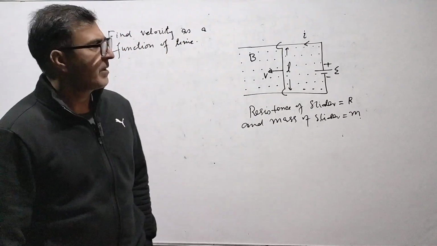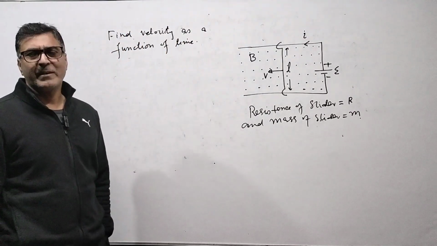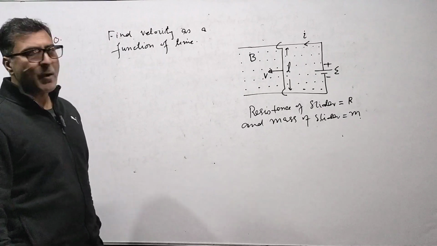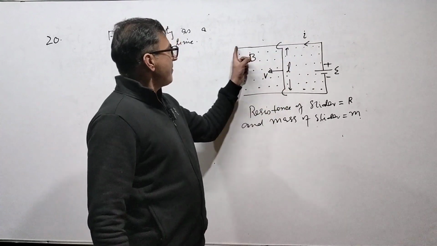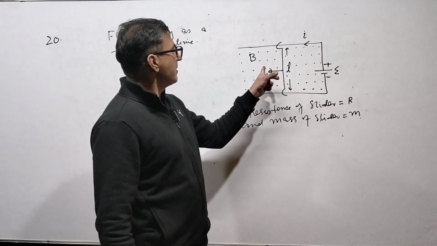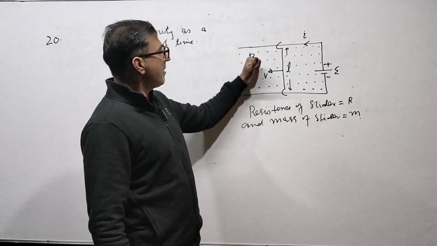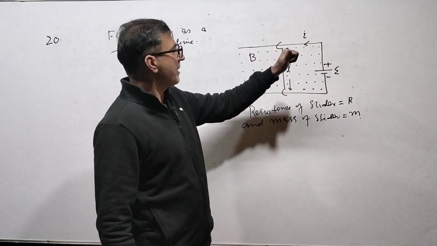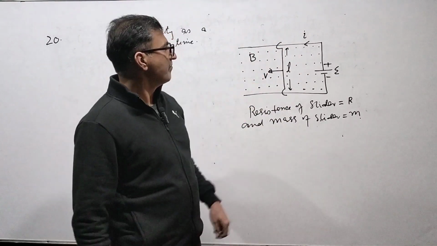Hello students, here I have come up with one more challenging problem in electrodynamics. The problem is like this, let me explain. It's a wire frame, and the magnetic field is perpendicular to this wire frame, coming out of the frame.